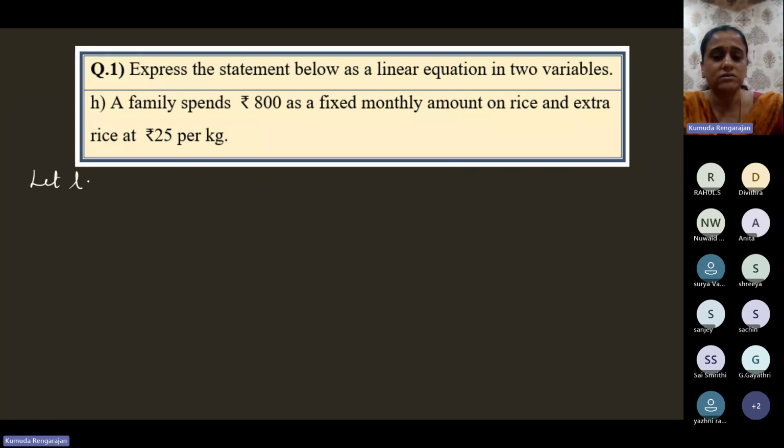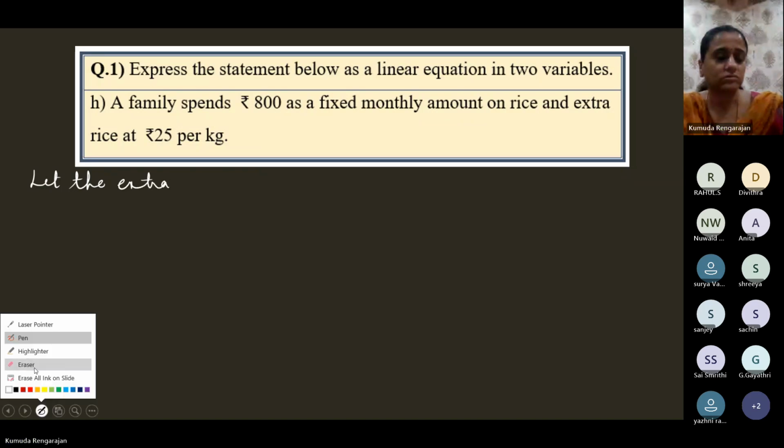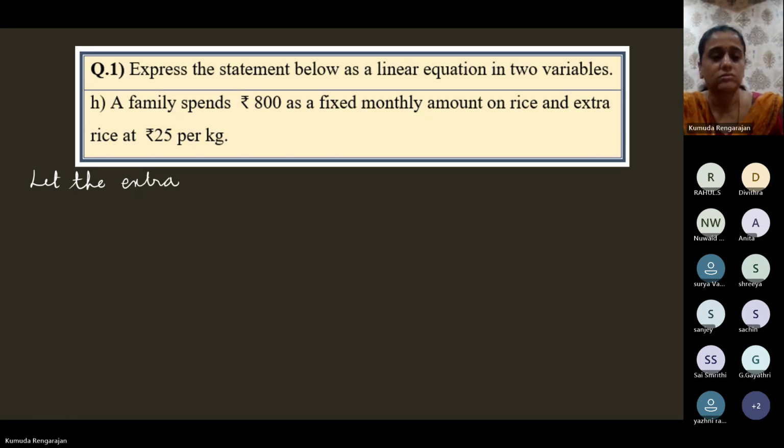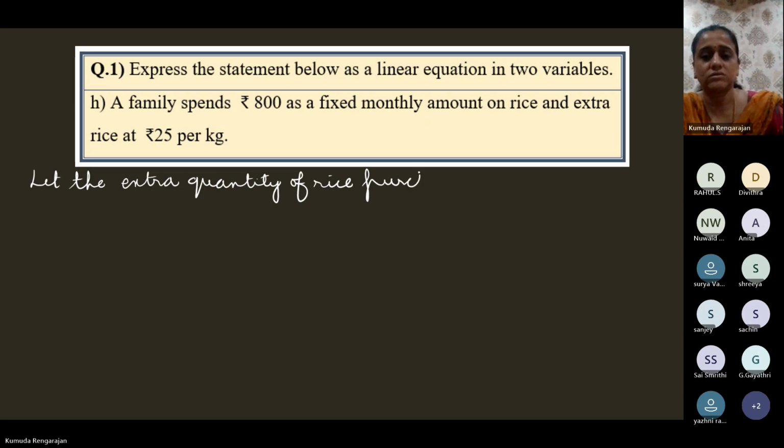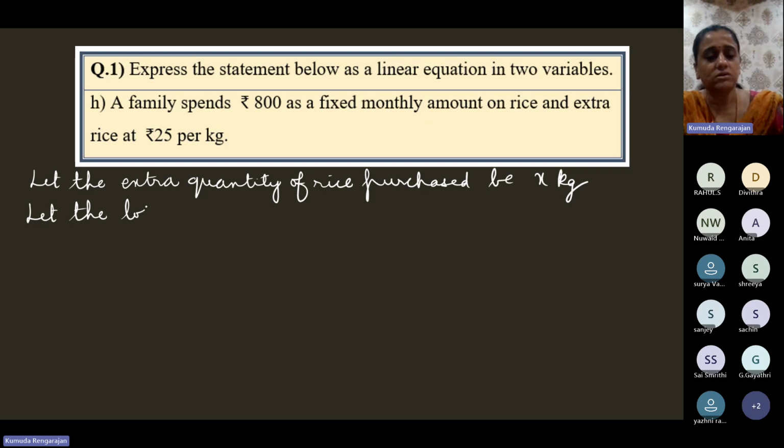So let the extra quantity of rice purchased be X kgs. Let the total expenditure on rice be rupees Y.